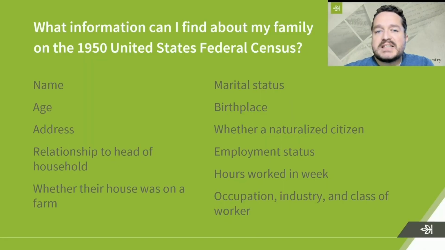In the 1950 US Census specifically, there's a lot of information you can discover about your family. You may be able to find names, ages, addresses, relationships to the head of the household, whether their house was on a farm, their marital status, birthplace, whether they were a naturalized citizen, employment status, hours worked in a week, and even their occupation, industry, and what class of worker they were.